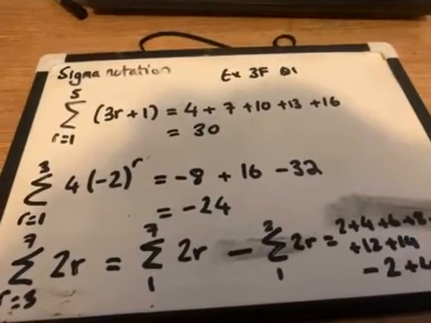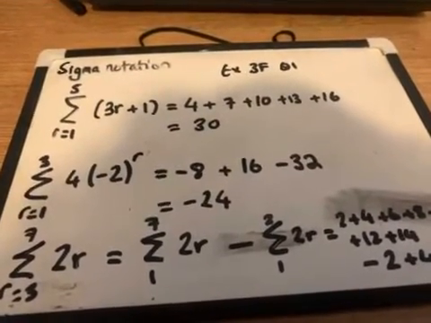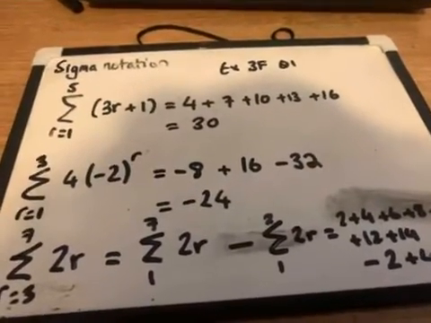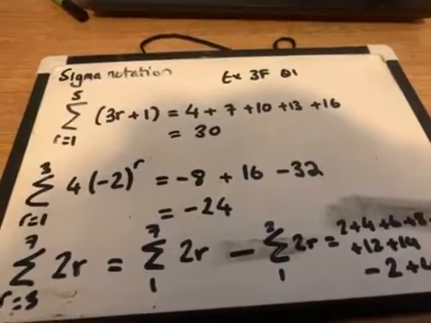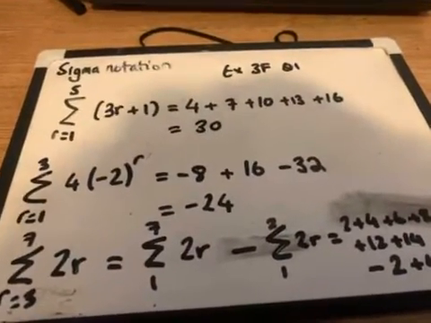And that's one of the things you're going to have to also be able to notice from sigma notation. If you're just multiplying by a number on the letter, like something like 3r, 5r, minus 2r, you are basically doing an arithmetic sequence, whether you know it or not. And you need to know it.